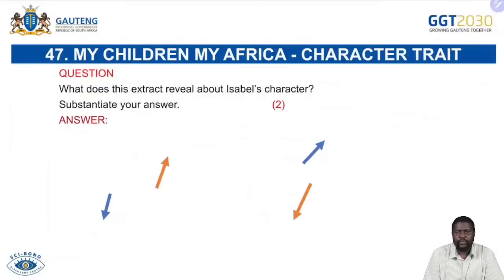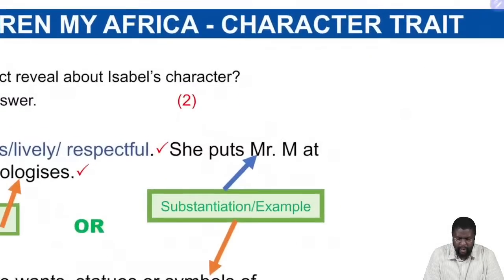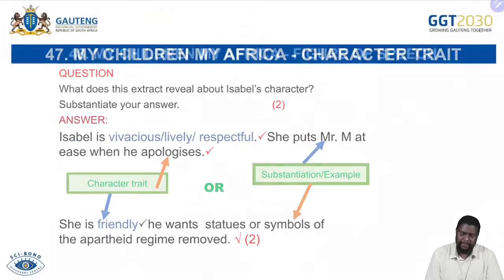Remember, grade 12, we said we learn about characters, or the character traits come from what the characters did, what they do, or what they say. So what did Isabel do here? What did she say? Then how do we know what kind of a person she is? She is lively and she is respectful. We learn that through her actions, in her interaction with Mr. M. She is friendly. She was joking with Mr. M, right? That one is Isabel and Mr. M.